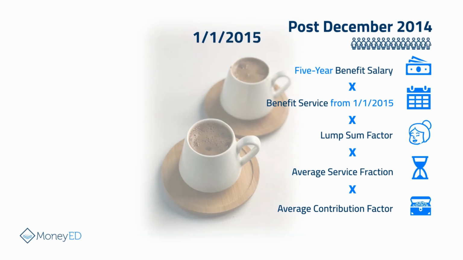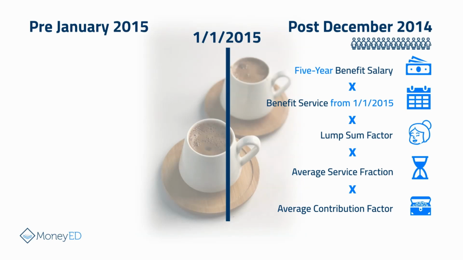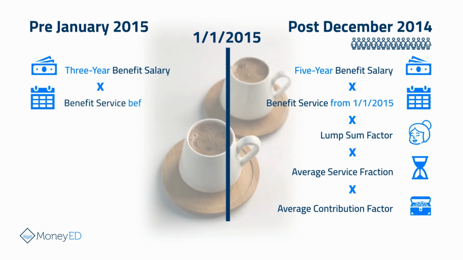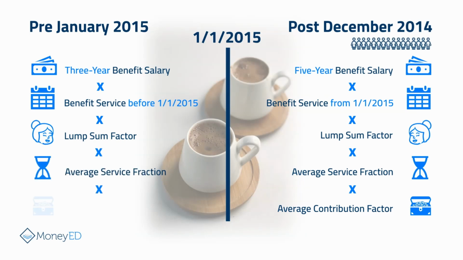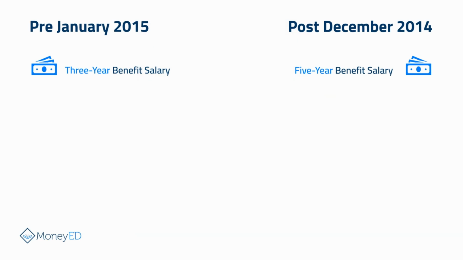In addition, if you were a member prior to the 1st of January 2015, there is a second part, we'll call it the pre-January 2015 part, to the formula that is applied by multiplying together your 3-year benefit salary, your benefit service before 1st of January 2015, your lump sum factor, your average service fraction, and your average contribution factor. Remember, the pre-January 2015 part of the formula is only relevant to you if you were a member prior to 2015. Let's now take a closer look at each of the formula components in a little more detail.